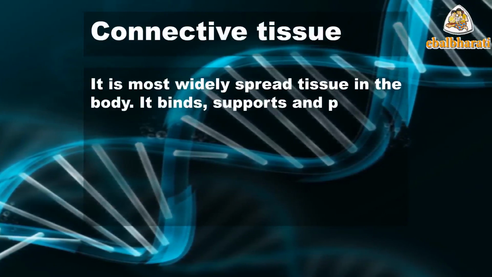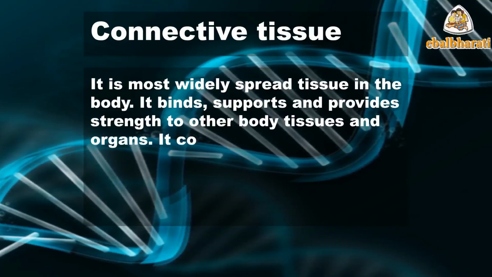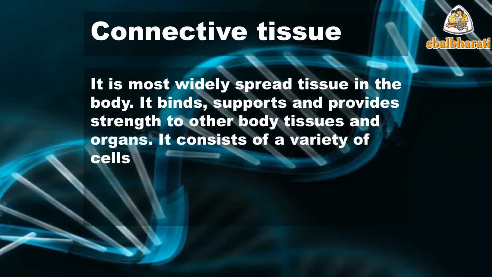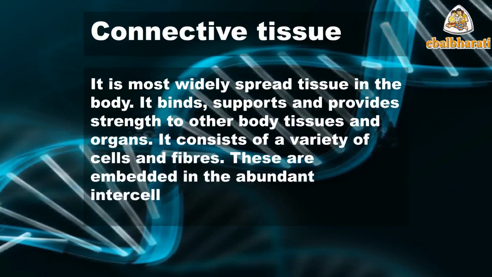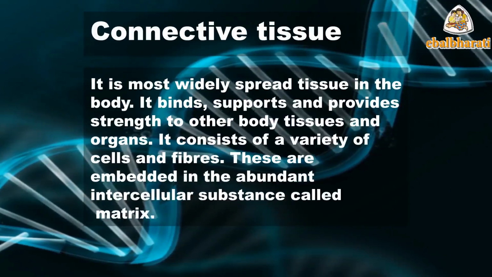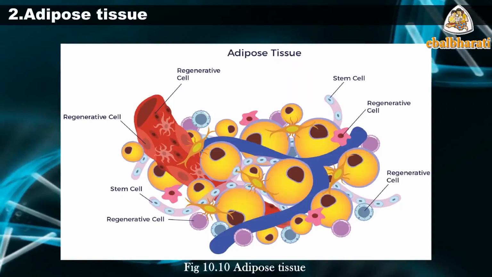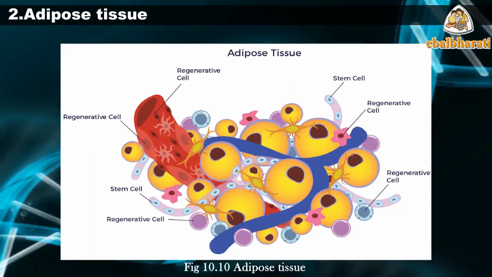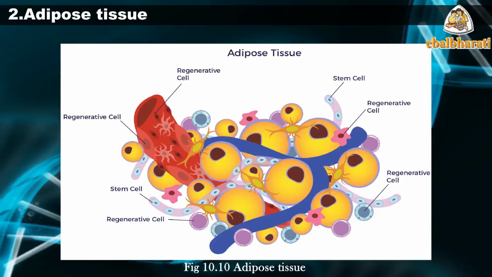It binds, supports, and provides strength to our body tissues and organs. It consists of a variety of cells and fibers. These are embedded in the abundant intercellular substance called matrix. Adipose tissue. Adipo means fat. In this tissue, a large number of adipocytes are present. Cells are rounded or polygonal, as shown in figure 10.10.